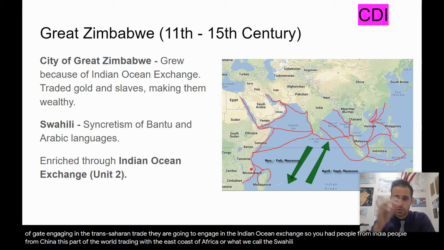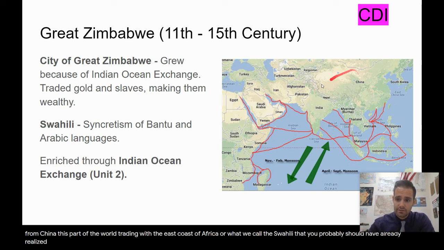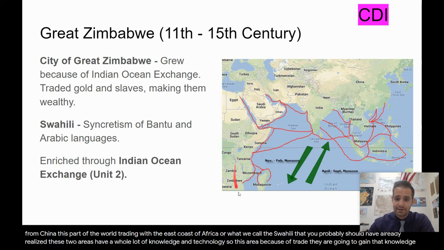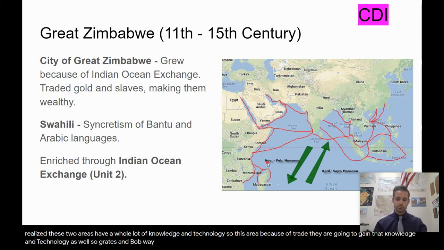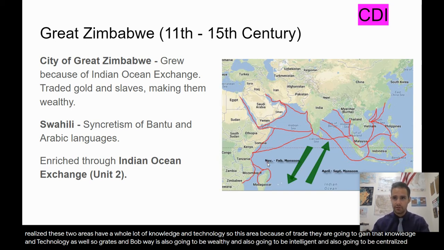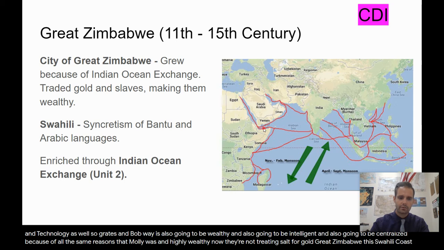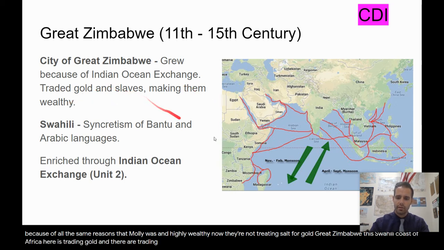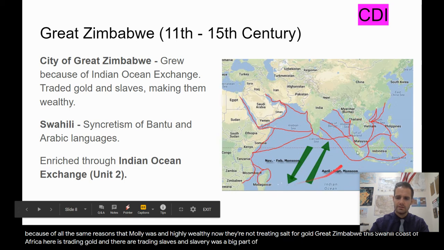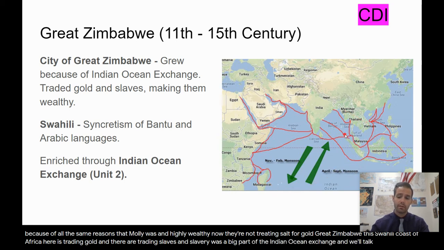Here's what I want you to keep in mind. Here's something that you probably should have already realized. These two areas have a whole lot of knowledge and technology. So this area, because of trade, is going to gain that knowledge and technology as well. So Great Zimbabwe is also going to be wealthy and intelligent and centralized, for all of the same reasons that Mali was highly centralized and highly intelligent and highly wealthy. Now, they're not trading salt for gold. Great Zimbabwe, this Swahili coast of Africa here, is trading gold and they're trading slaves. Slavery was a big part of the Indian Ocean exchange, and we'll talk about that more when we get to Unit 2.